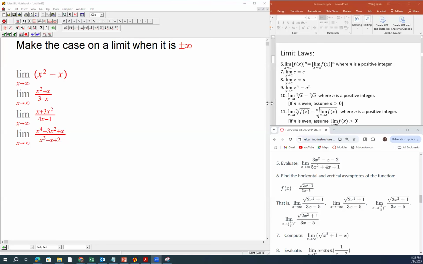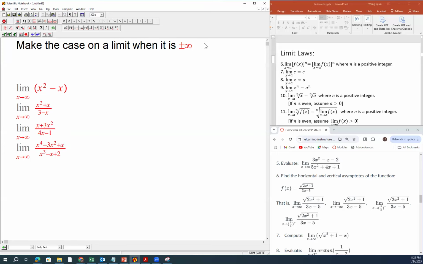Hello, everyone. In this lesson, I wish to talk about some other cases that involve limits, and how we make the case to demonstrate that the limit does not exist or the limit is infinity, especially in this section where we cover limits at infinity. I picked 4 examples here. How do we make the case?